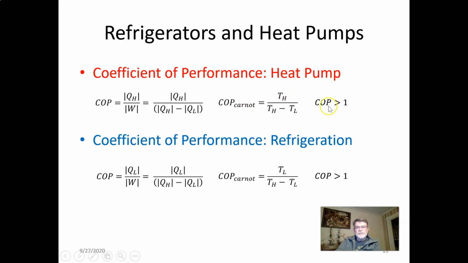Basically your COP is going to be greater than 1, but we'll explain this a little further during the lab. The coefficient of performance for refrigeration is similar. For the heat pump it was Q hot divided by the work. Here it is Q cold divided by the work. And the Carnot reference, the ideal cycle, is temperature cold divided by temperature hot minus temperature cold. Again, these are absolute temperatures that you need to use here, kelvins. The COP is also greater than 1.